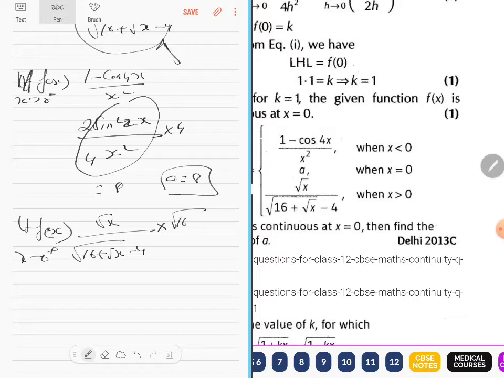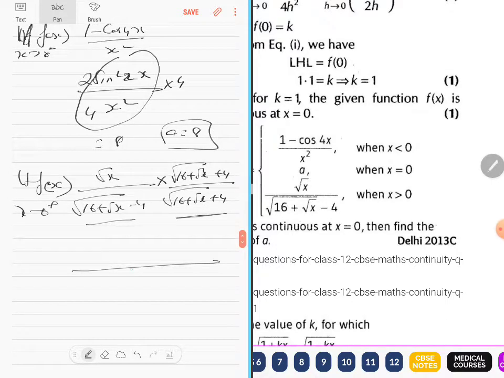So root of 16 plus root x plus 4 by root of 16 plus root x plus 4 is a square minus b square, where a square is 16 plus root x and b square is 16. The 16s get cancelled. So that's the root x here, over root of 16 plus root x plus 4. So root x and root x also get cancelled. Limit x tends to 0.